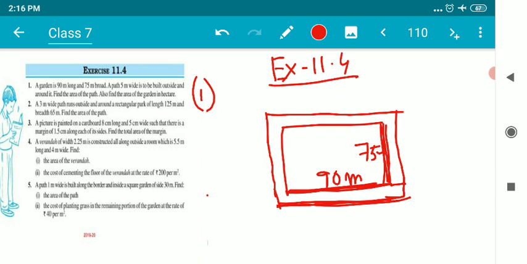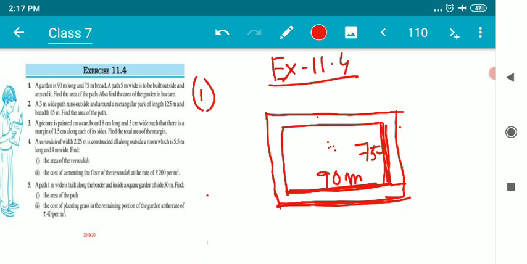So children, if I calculate the area of this small rectangle, and again find the area of this bigger rectangle, and if I subtract the area of the smaller rectangle from the area of the bigger rectangle, that is only the area of the path, because the outer rectangle or the bigger rectangle includes the area of the path as well as the area of the small rectangle. I repeat, the area of this bigger rectangle includes the area of the smaller rectangle as well as the area of the path. So if I subtract the area of this smaller rectangle from the area of this bigger rectangle, I can easily find out the area of the path.